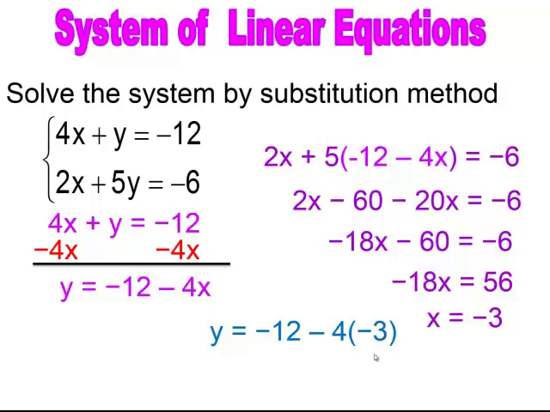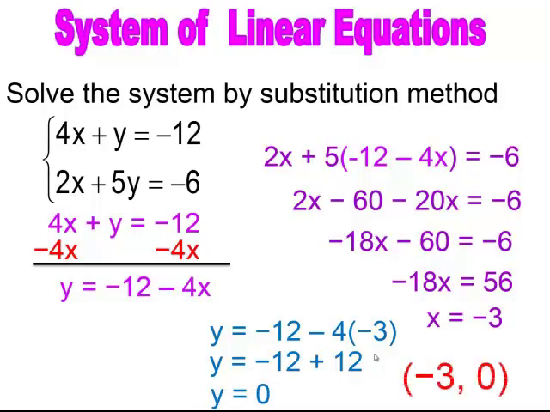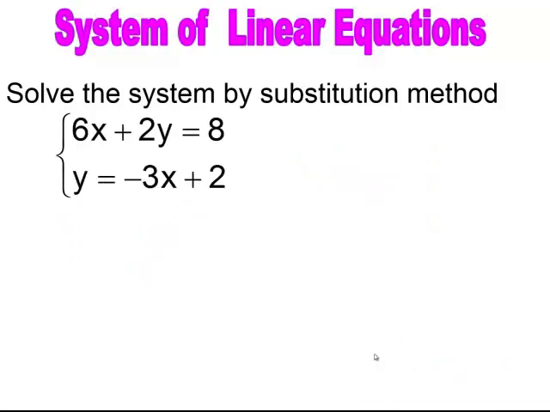And then I just have to evaluate. So I have y equals a negative 12 minus 4 times a negative 3. When I do the evaluation, I get a negative 12 plus 12, and that equals 0. So now I have my x value and my y value. So the ordered pair would be negative 3, 0. So remember to write your solution as an ordered pair. Pause and try.